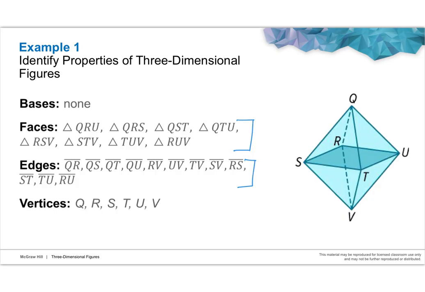And then finally, the vertices where those edges come together is anywhere that's a point in three-dimensional space that you see. So Q, R, S, T, U, and V, 6 vertices.